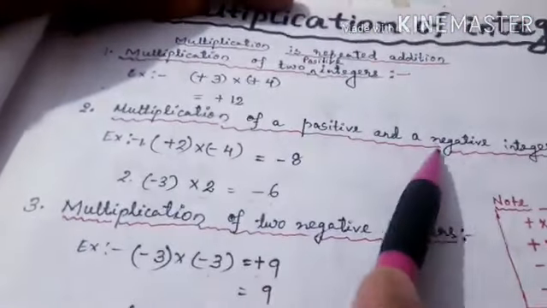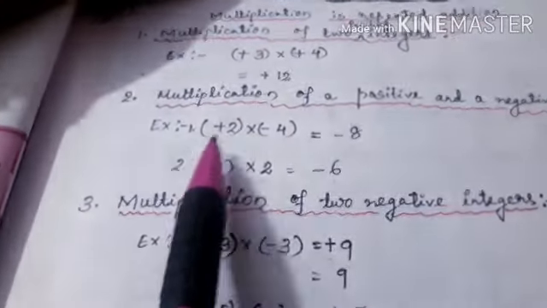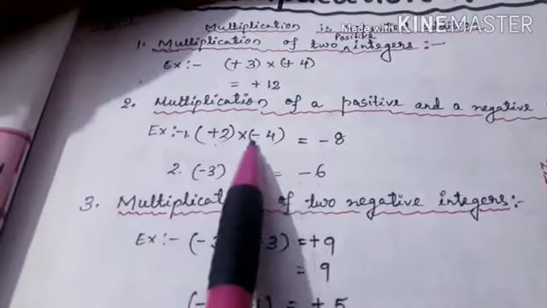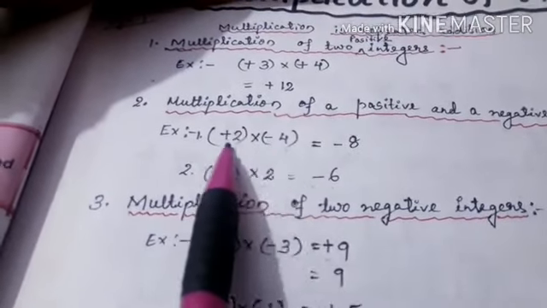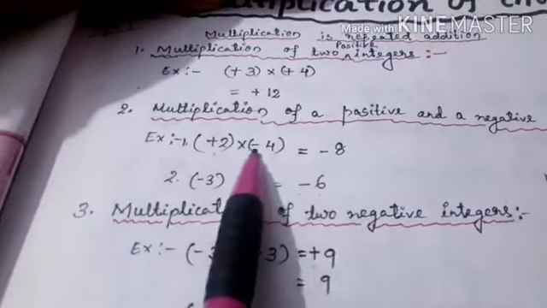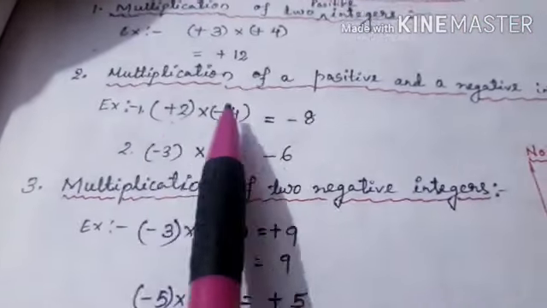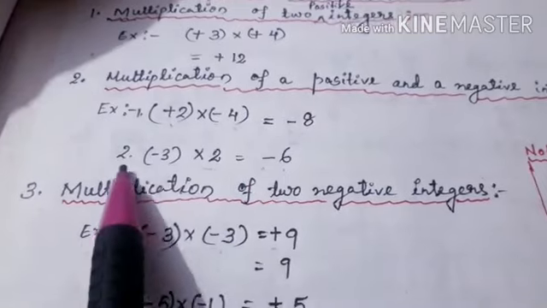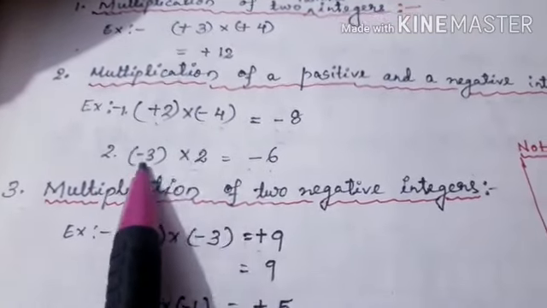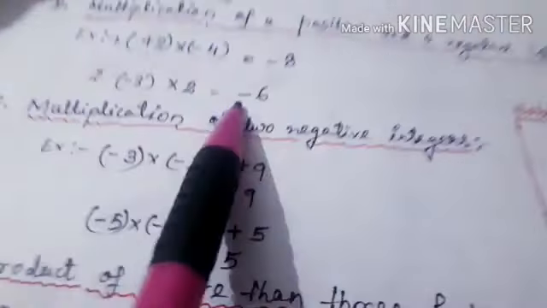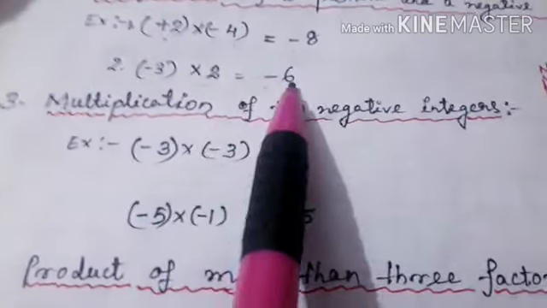Okay, now see, the multiplication of a positive and a negative integer. Let's take one example. Plus 2 is the positive integer and minus 4 is the negative integer. When we multiply both, plus into minus, I have told already, what sign will we get? Minus sign. You put the minus sign here, then 4 2s are 8. Second example, minus 3 into 2, minus into plus, what will you get? Minus into plus is equal to minus, then put the sign here, minus 3 into 2 is equal to 6.